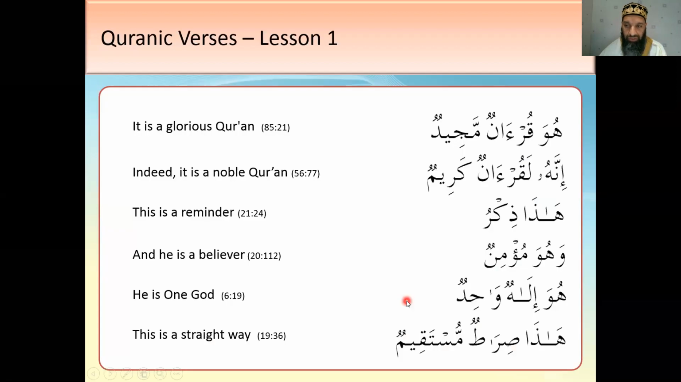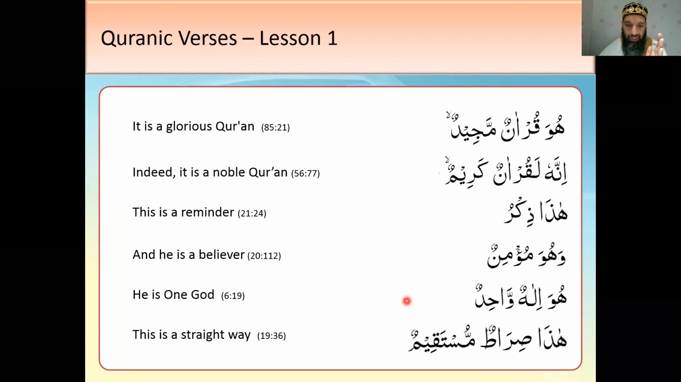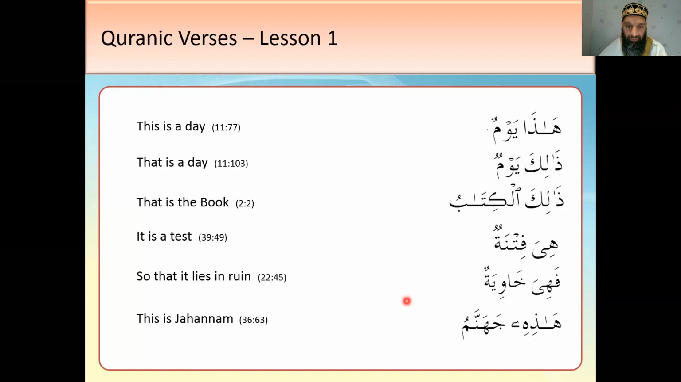And then we did these verses, not going to go through the verses. That's a different font, but you could see everything being applied. Look, dhalika yawmun, for example. That is a day. Masculine way of saying it, because day is masculine. Hadha yawmun, this is a day. This is masculine, because this word is masculine.